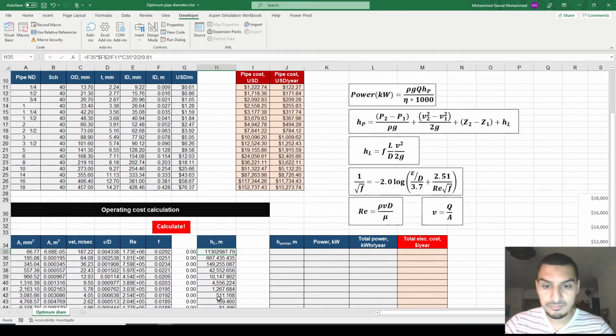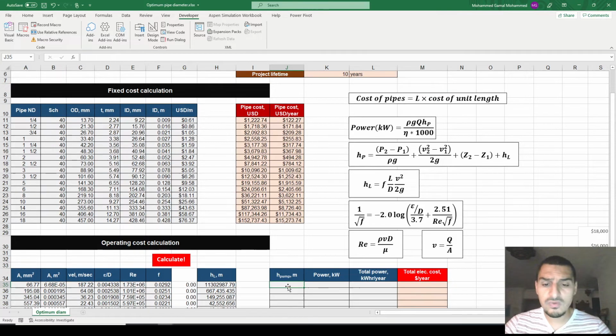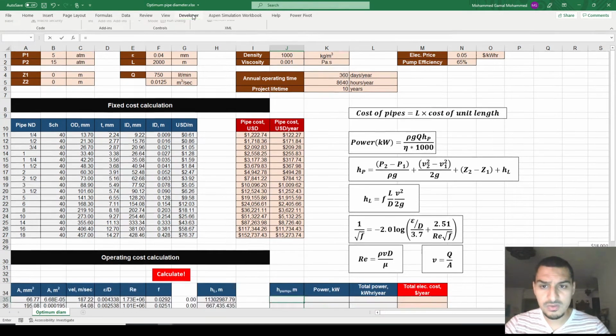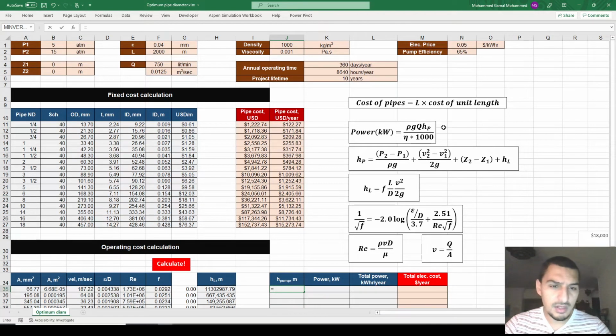Now let's go to the H pump. It's going to be calculated from the modified Bernoulli equation. I'm assuming that the area is constant on both sides, so I'm not calculating V1 or V2, since they cancel out because the velocity is the same. So I'm going to include only the pressure, the height, and the H losses.